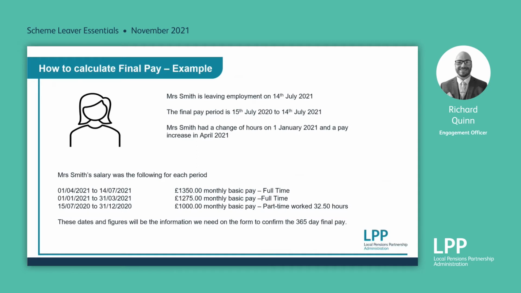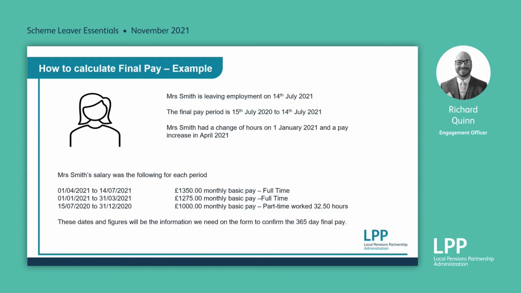So how do we calculate final pay? What we're going to do now is just look at the example on the screen. So if we use Mrs. Smith, Mrs. Smith is leaving employment on the 14th of July 2021. Therefore, the final pay period covering the last 365 days would be the 15th of July 2020 to the 14th of July 2021.